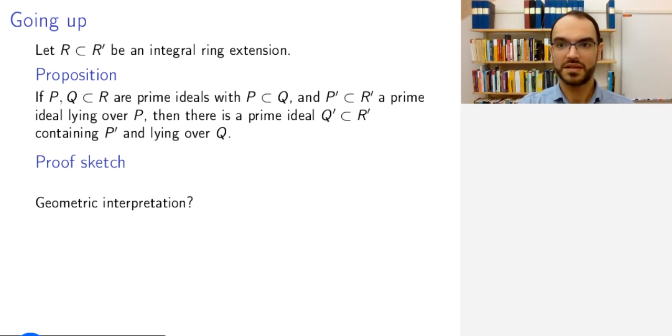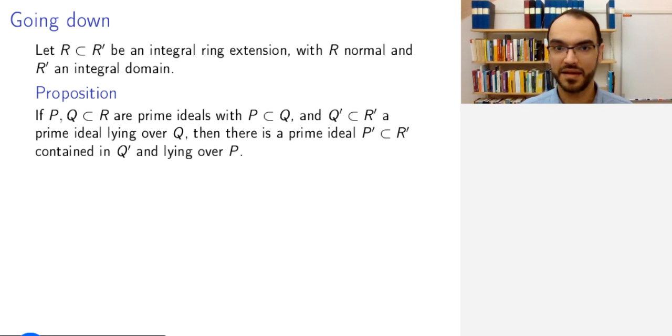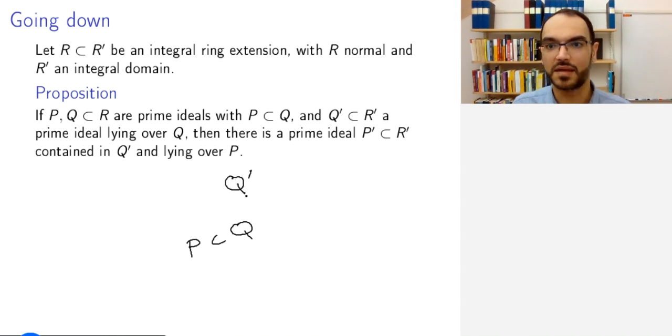Finally, you might want to think, what is the geometric interpretation of this? I will leave this to you. And instead go on to the opposite idea, the going down idea. So now we have prime ideal P sitting inside a prime ideal Q. But now what we are given is a prime ideal Q prime in R prime lying over Q. And we ask, is there a prime ideal P prime contained in Q prime lying over P? In the previous proposition, we were looking for Q prime. Now we are looking for P prime.